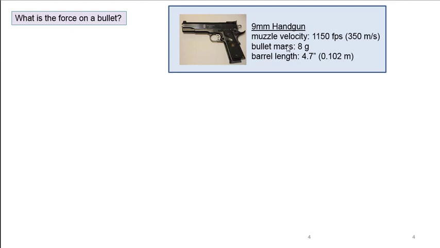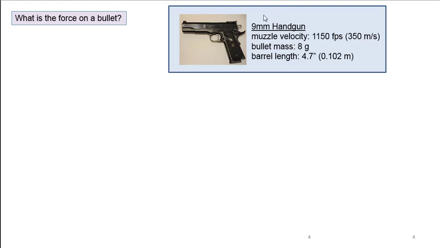Okay, first of all, what we want to do is look at what these things mean. The mass of the bullet, sure, that makes sense. The barrel length, sure, that makes sense. That means from here to here is 0.102 meters. But specifically, muzzle velocity is the speed at which the bullet exits the gun. So we know that the bullet is starting from a velocity of 0, and it exits the barrel here with a velocity of 350 meters per second.